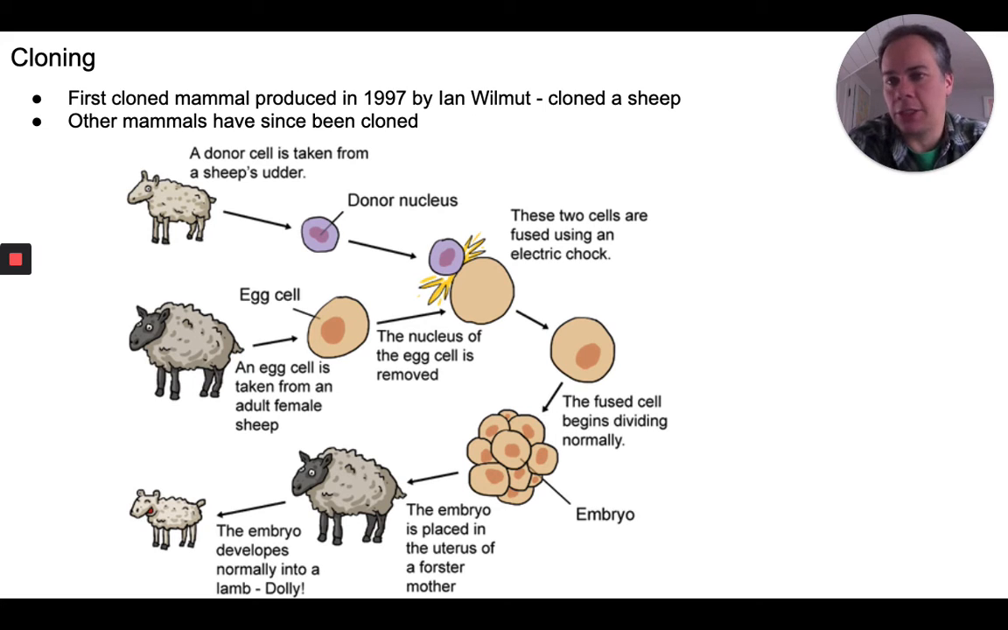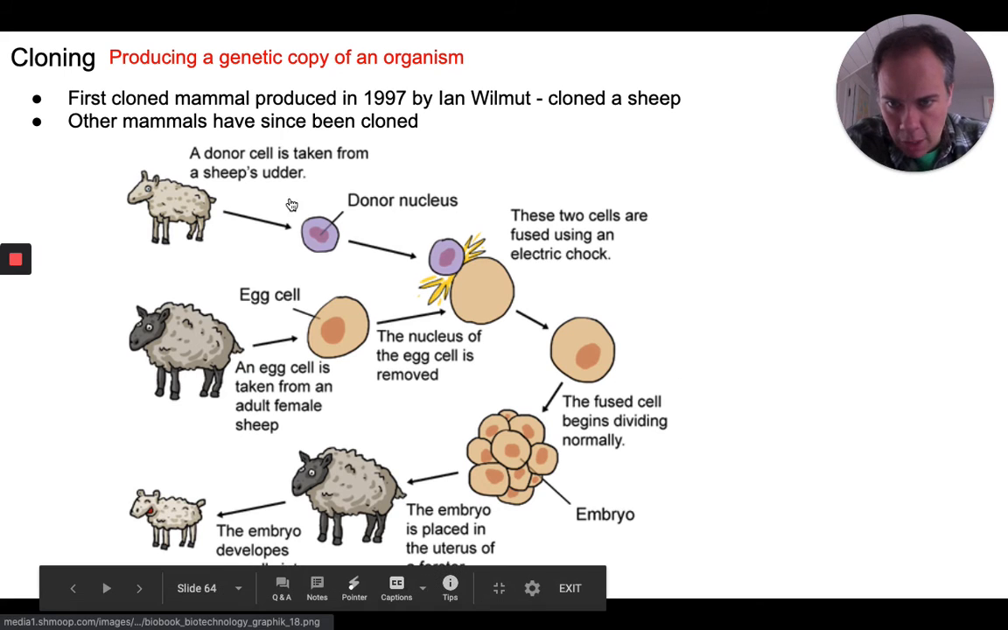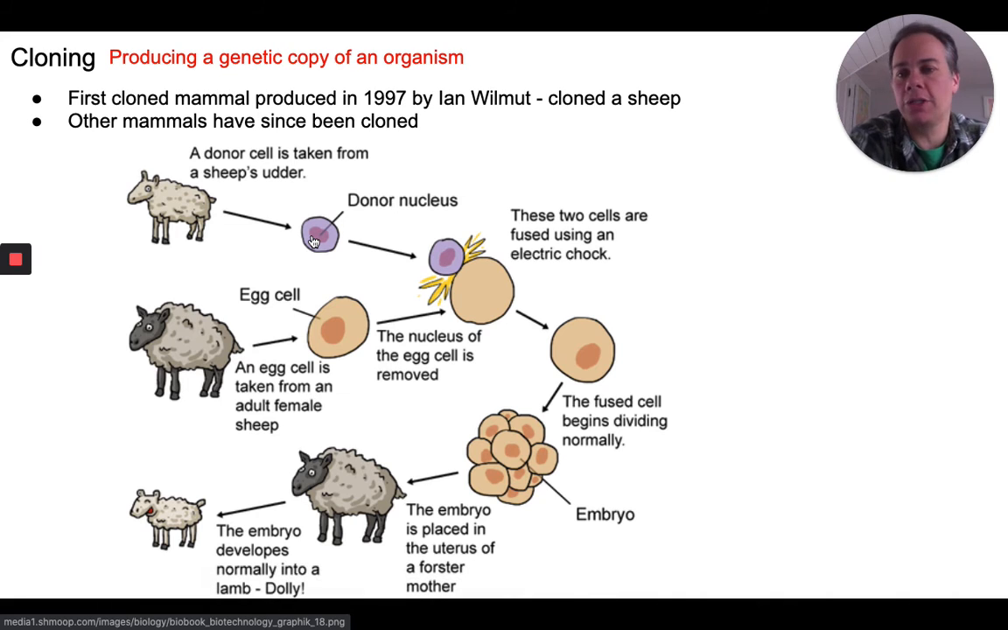Cloning is a technology that was first done in the late 1990s. It was the first cloned mammal. Basically, cloning is producing an identical copy of another organism. Okay, and so the first cloned mammal was a sheep called Dolly. And in cloning, what happens is basically a nucleus is withdrawn from a cell of the organism that you want to be cloned.